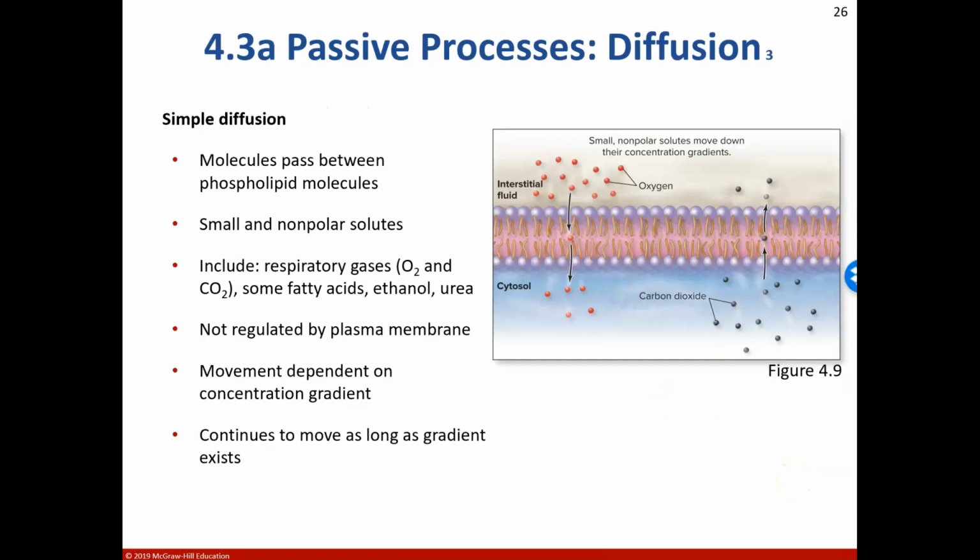So simple diffusion is when molecules pass between our phospholipid molecules. And you can see that we have no problem doing that with our small or nonpolar solutes. So we're including our respiratory gases like oxygen and also carbon dioxide. You can see here we have more carbon dioxide inside of the cell that we are trying to move out of the cell. Also some fatty acids, ethanol, and urea are able to do this. These movements are not regulated by the plasma membrane, but just take place depending on the concentration gradient, and will continue to move as long as that gradient exists.